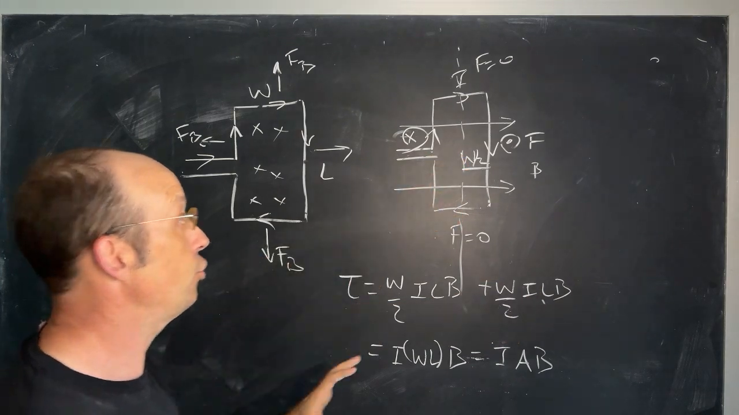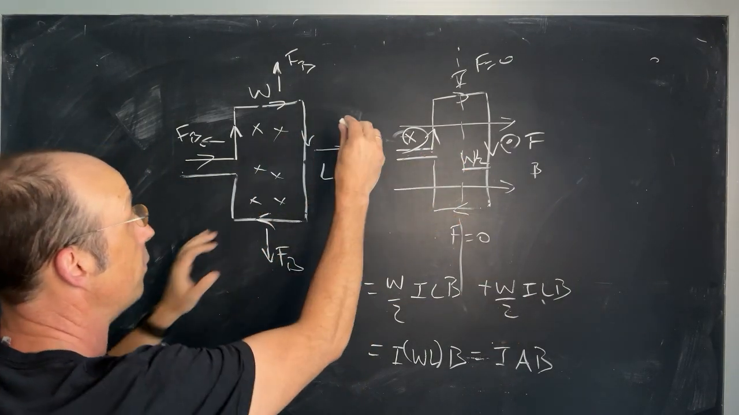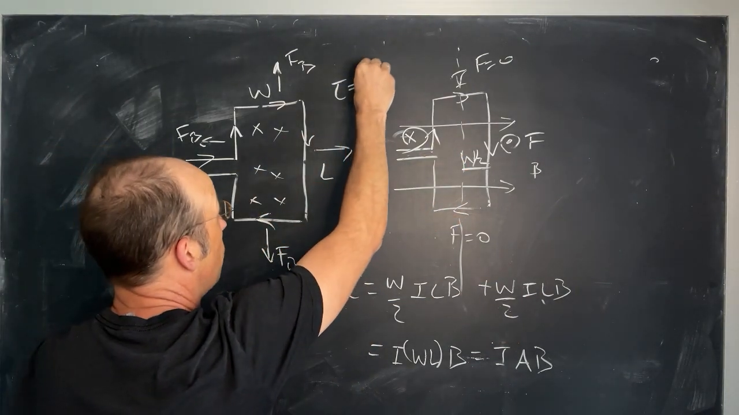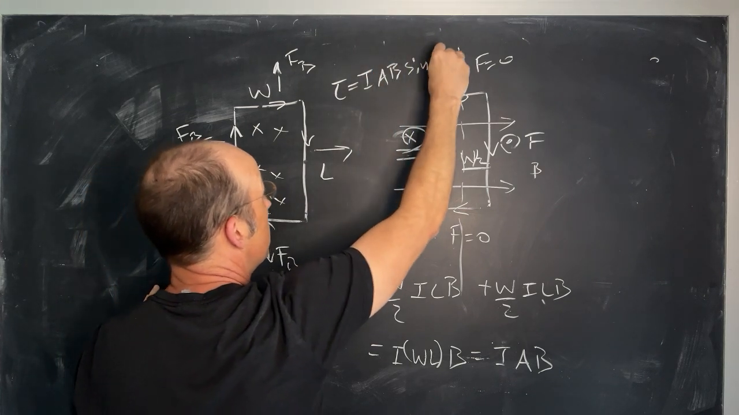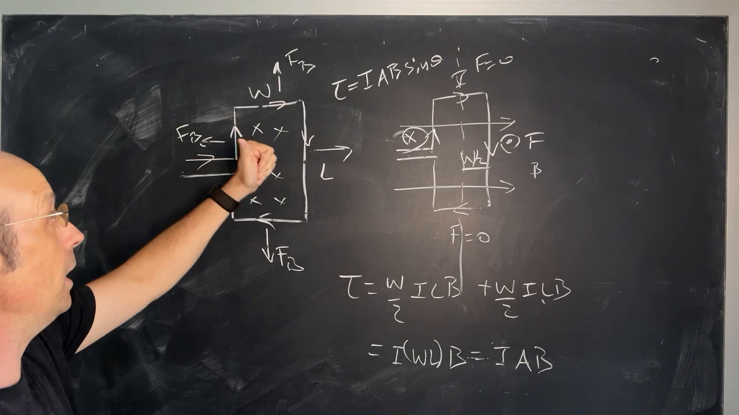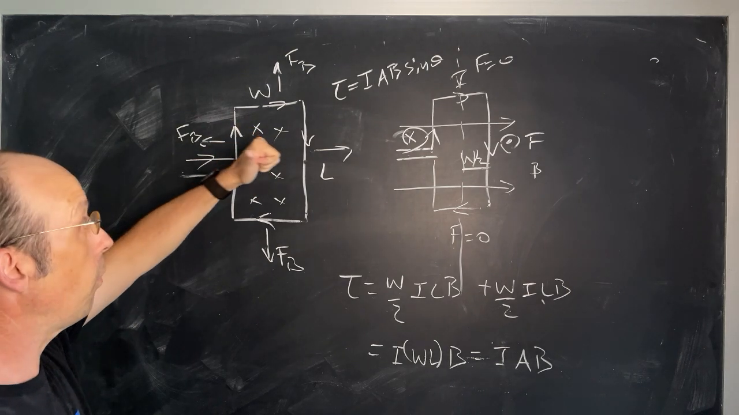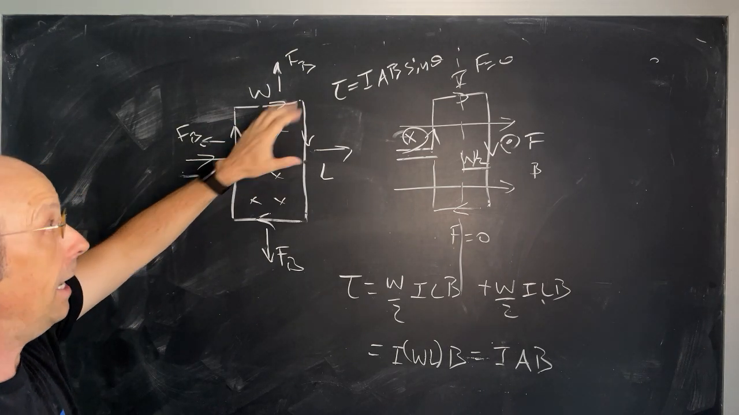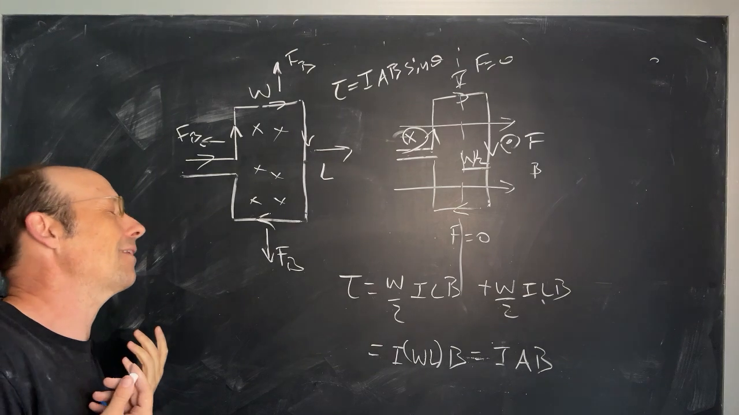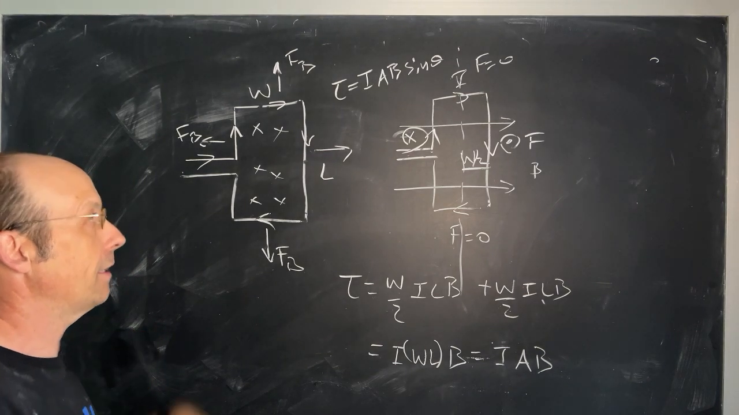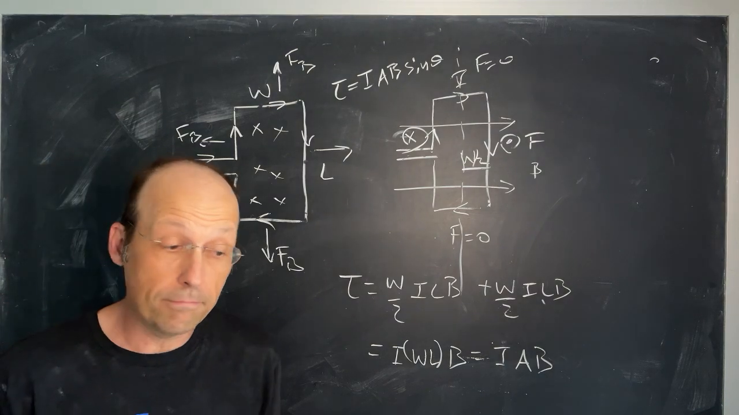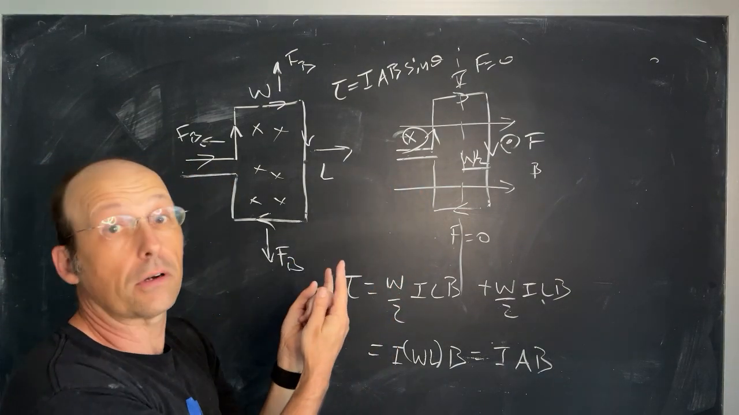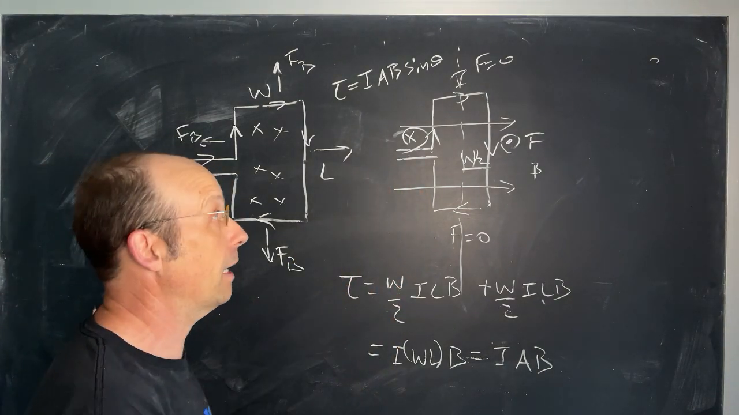It turns out that in general, as you rotate between those two, you get torque equals I, A, B, sine theta, where theta is the angle between the normal perpendicular to the area and the magnetic field. That's complicated, you need to picture it, but there is torque on a wire. Why would you want torque on a wire? This is an electric motor. This is how we make an electric motor.